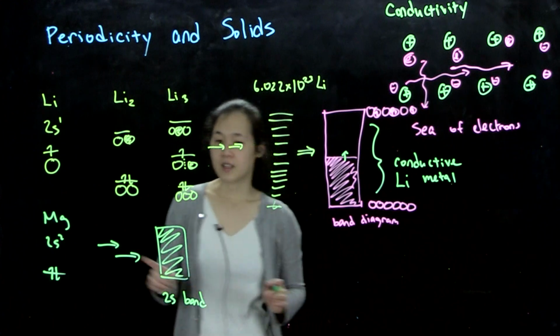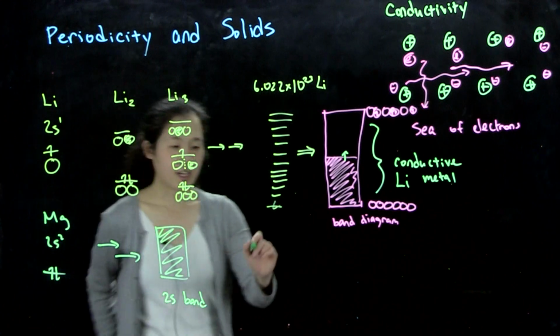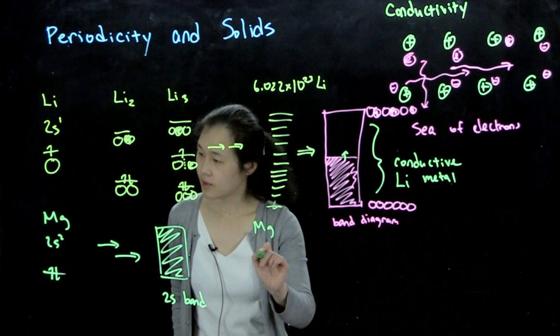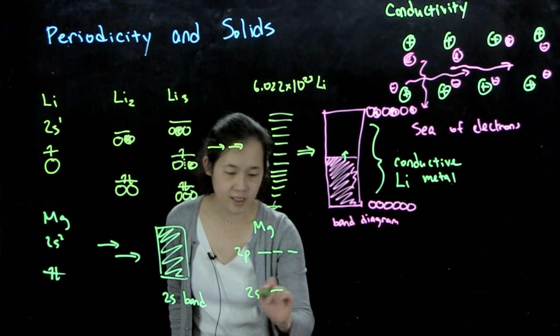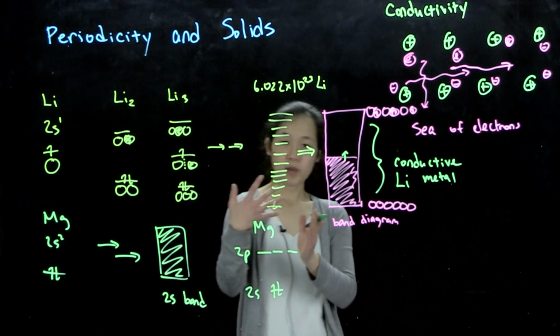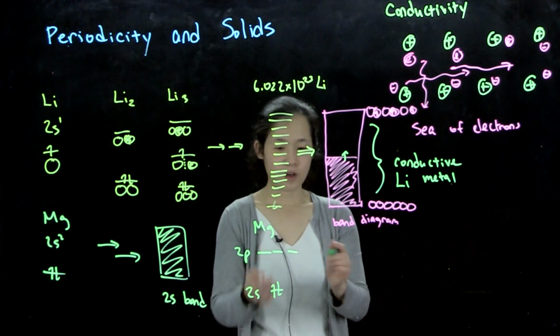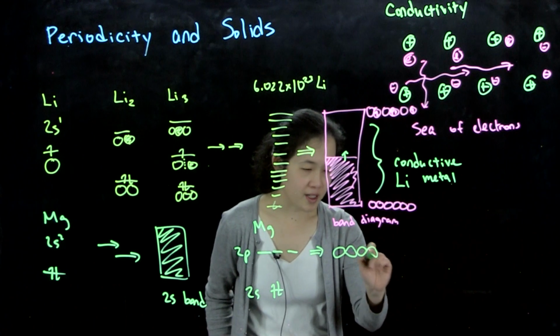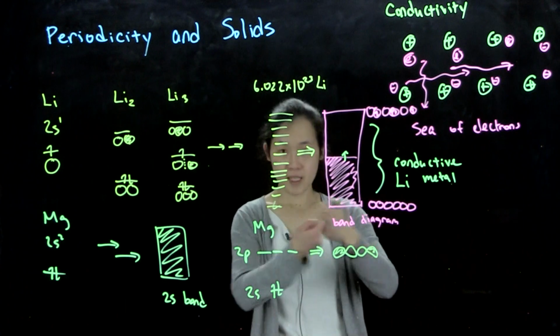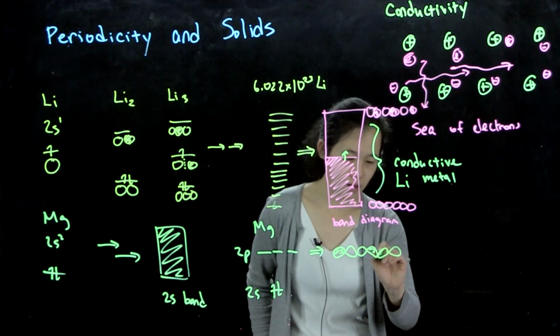But the key part here is that magnesium actually has, here's our 2p, and then we have our 2s. For the 2p's, we could form this bonding combination. These bond very well because they're pointed toward each other.